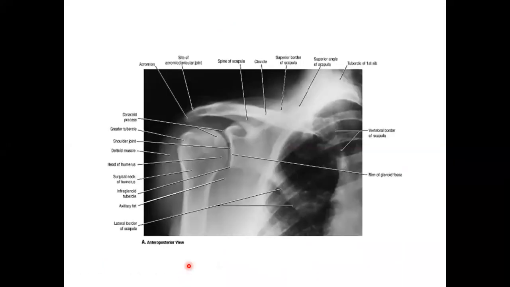Now, looking at this particular picture, this is again an x-ray of our shoulder and our glenohumeral joint. You can see here is your humerus, and it's making the distinction between your surgical neck versus your anatomical neck would be here. This is your shoulder joint itself, and, let's see, what are they pointing out here? Oh, they're showing the coracoid process.